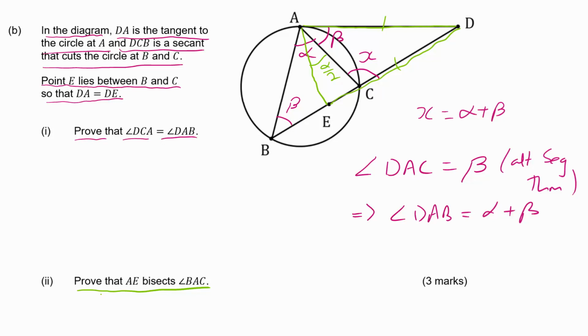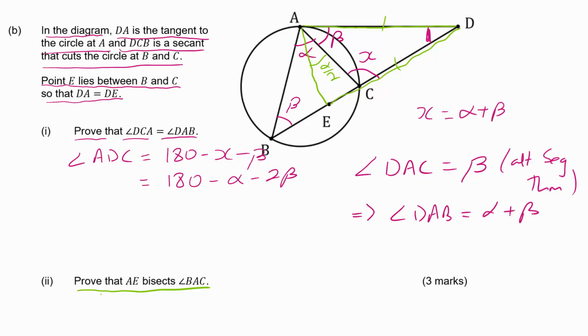Now, angle ADC, which is this angle here at the top of the triangle, would be equal to 180 take away x, take away beta. And that's just using the triangle ADC. And we found that x was alpha plus beta. So that's 180 take away alpha, take away 2 beta.